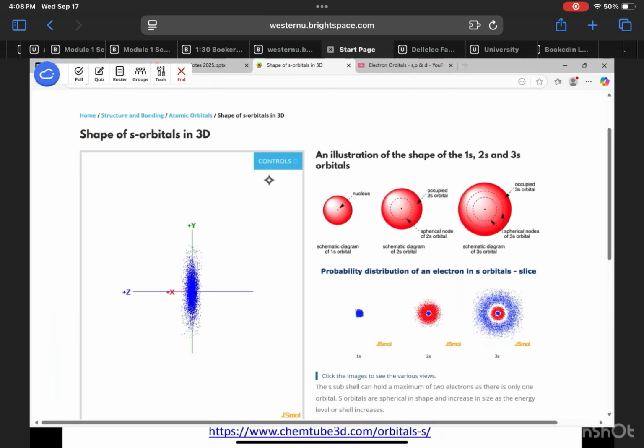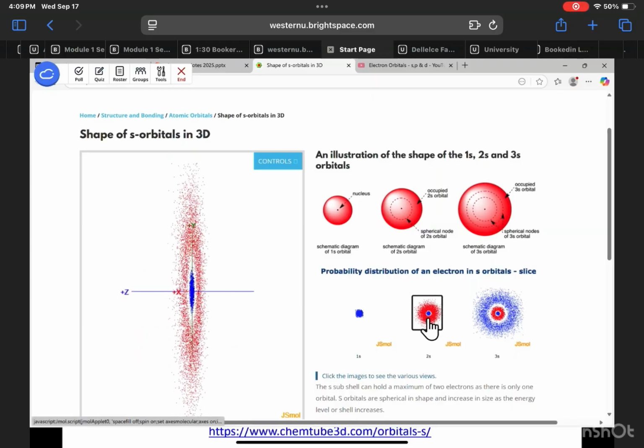So in your Topic 2.1 team module, we give you links to different websites that allow you to play with different activities, different visualizations, different plots of orbitals. So here we have a 1s orbital. We're looking at the probability density plot, and we're just looking at a slice of it. That's why it's flat, even though it's rotating.